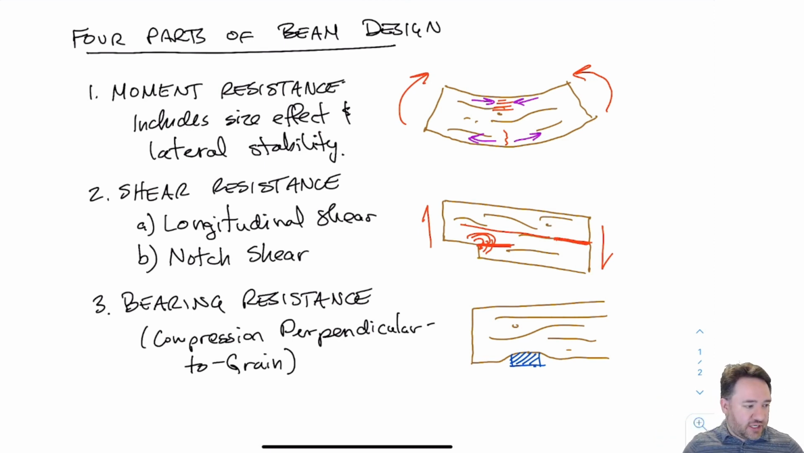And calculating the strength of this obviously is very important. And the failure mode is crushing of the fibers. And we talked about exactly how we can go about calculating that. So we're going to have to do that for every wood beam that we want to design.